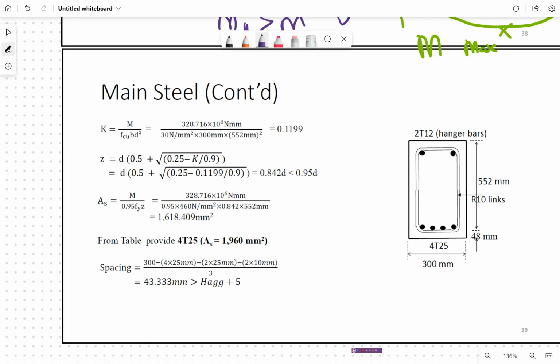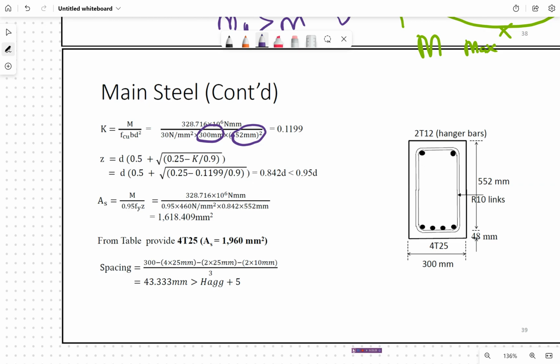So for M, just take the value of the maximum bending moment, which is 328.716, divided by fcu, 30 Newton per mm square. This is given in the question, the strength of the concrete. 300 is the breadth, and if you use 552, then put in 552 as the effective depth. If you use 550, then use 550.